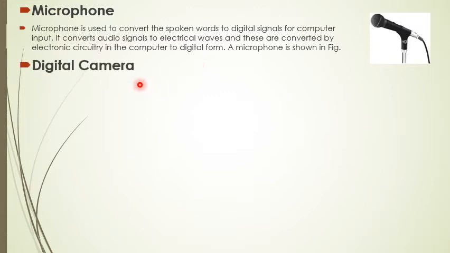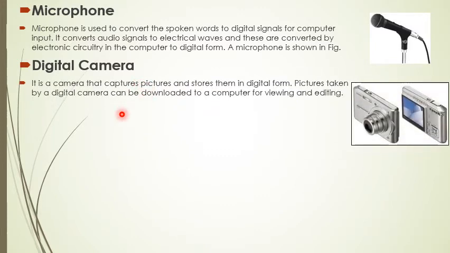Digital camera. A digital camera is also an input device that captures a picture and stores it in digital form. The picture which we have taken can be viewed or edited. The good thing is that the picture we have taken through a digital camera can be viewed on the camera, or viewed inside your computer, or edited through the computer.